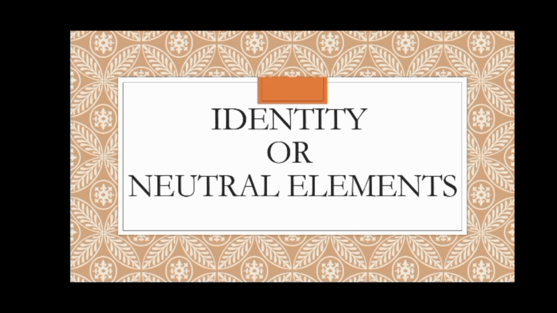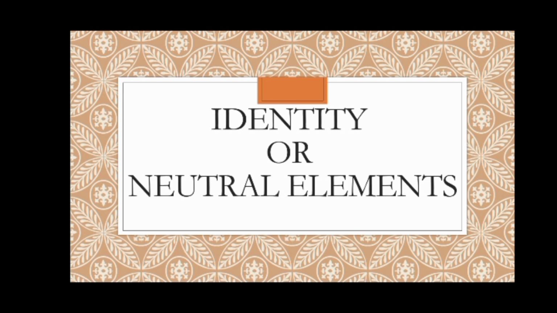the equation now becomes A star E is equal to E star A, which is A, right? Yeah, for A belonging to real numbers. That is, when we combine any number with identity element under a given operation, we get the number. I repeat, when we combine any number with identity element under a given operation, we get the number.